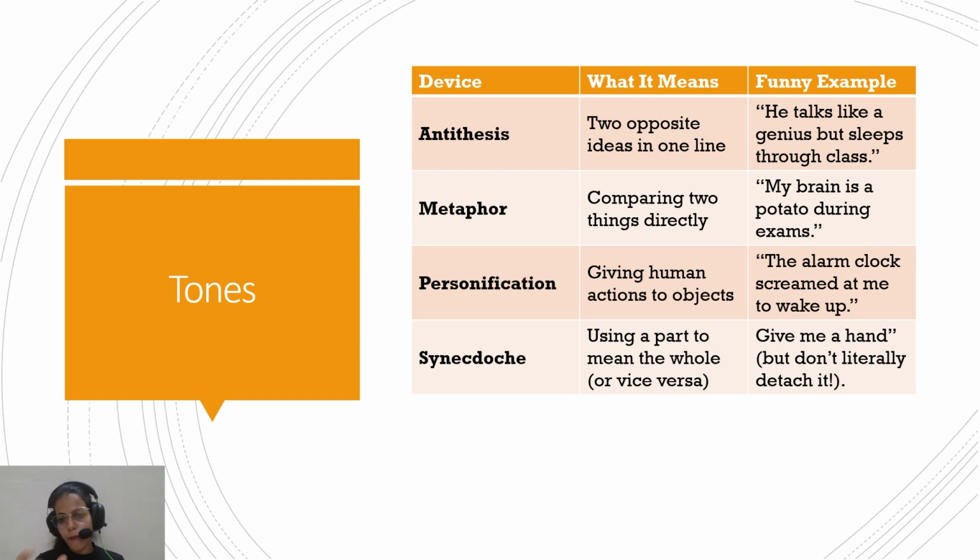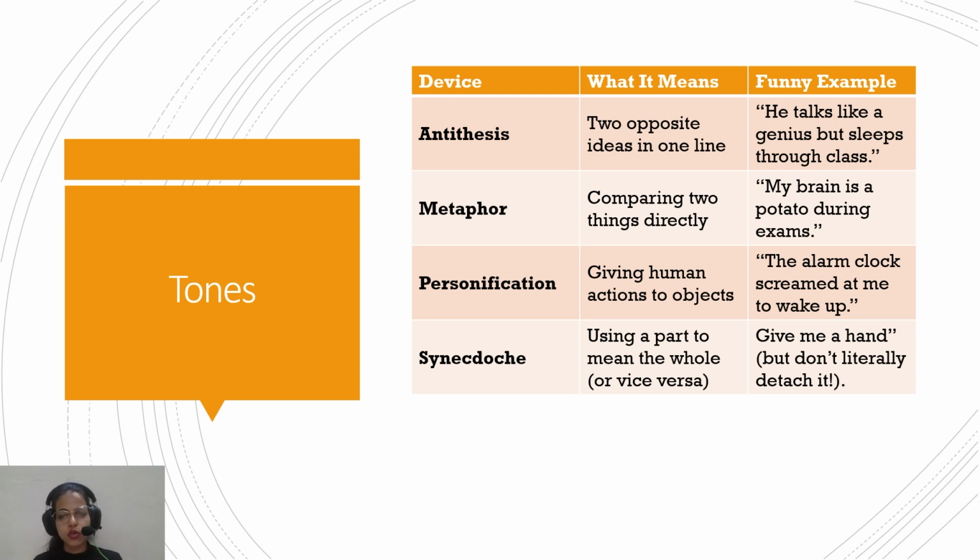Personification. So it's from person. So giving human action to an object. So sometimes they say that the alarm clock screamed at me to wake up. So screaming only a human can do. Alarm clock cannot scream, but that human action has been imposed on an object. It can be done on animals also, any non-human object or a non-human living being. So giving those qualities, that is personification. So like clock screamed at me to wake up.